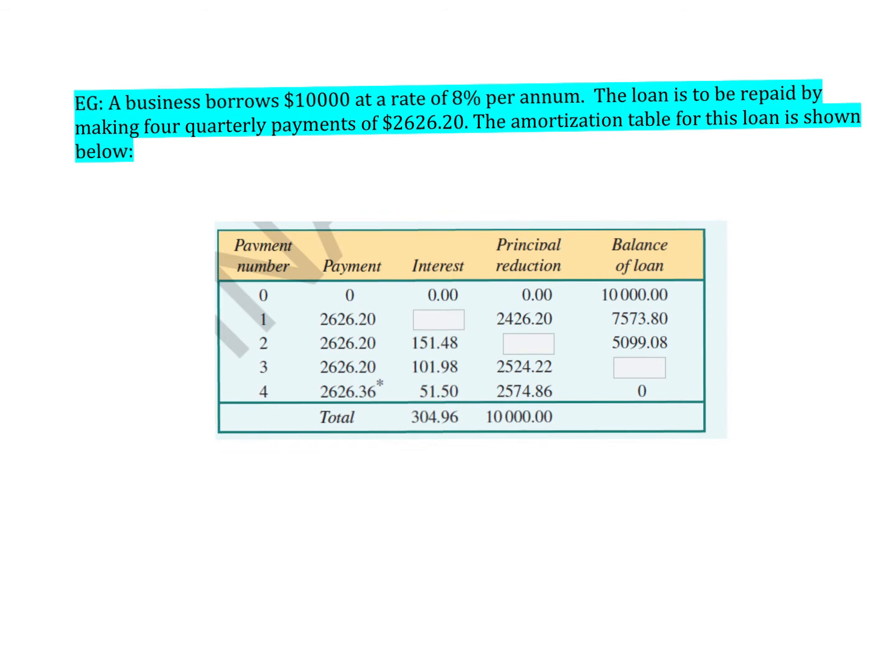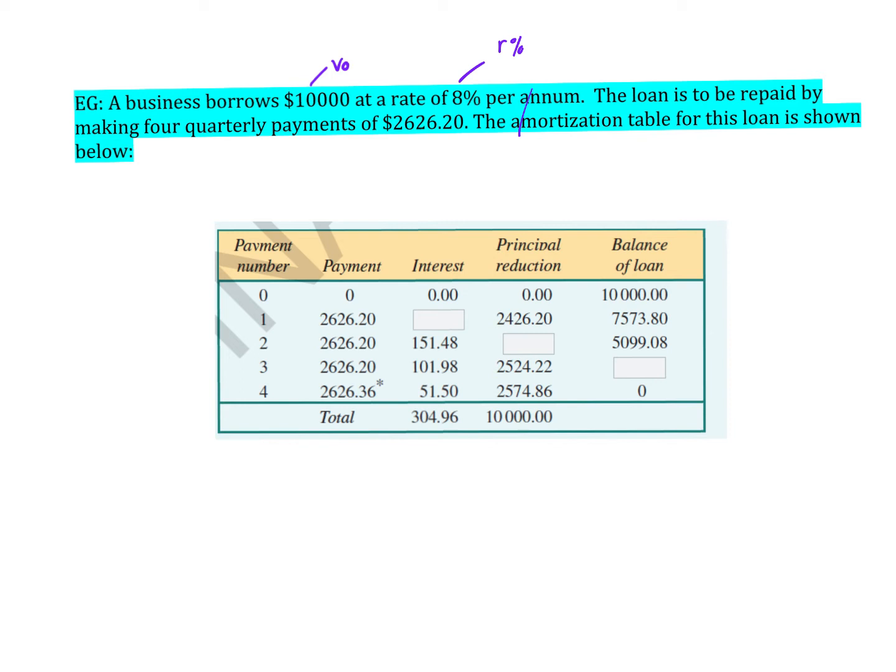All right, so here we've got an example. A business borrows $1,000 at a rate of 8% per annum. So remember, we've got the borrowing of 1,000 dollars. So that's our PV or whatever. This 8% is our R. So it's 8% per annum.